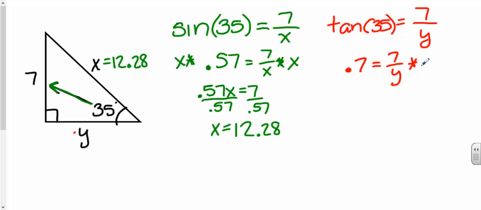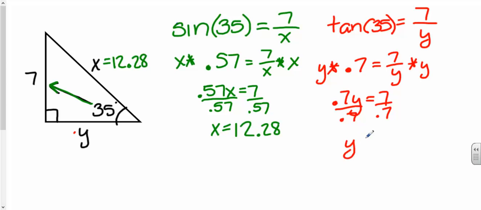We're going to multiply both sides by y. So I have 0.7y equals 7. We're going to divide both sides by 0.7. So I get that y is 10. Almost perfectly.